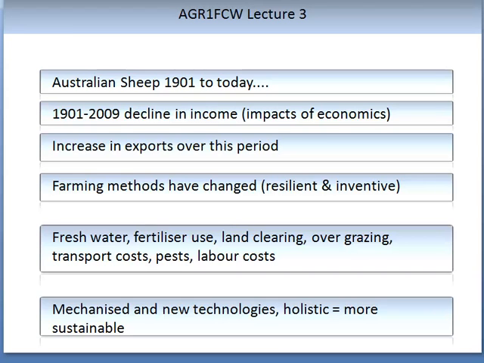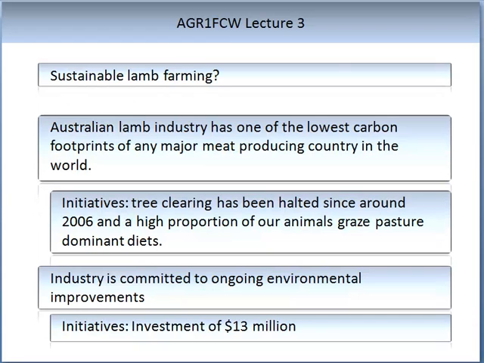So, in order to make these changes, it's looked at mechanisation largely and new technologies. It's looked at the industry more holistically, and therefore it's aimed for a more sustainable industry. So, can you now argue that lamb farming in Australia is sustainable? Well, the answer really isn't yes or no, but more that it's moving towards a more sustainable industry.